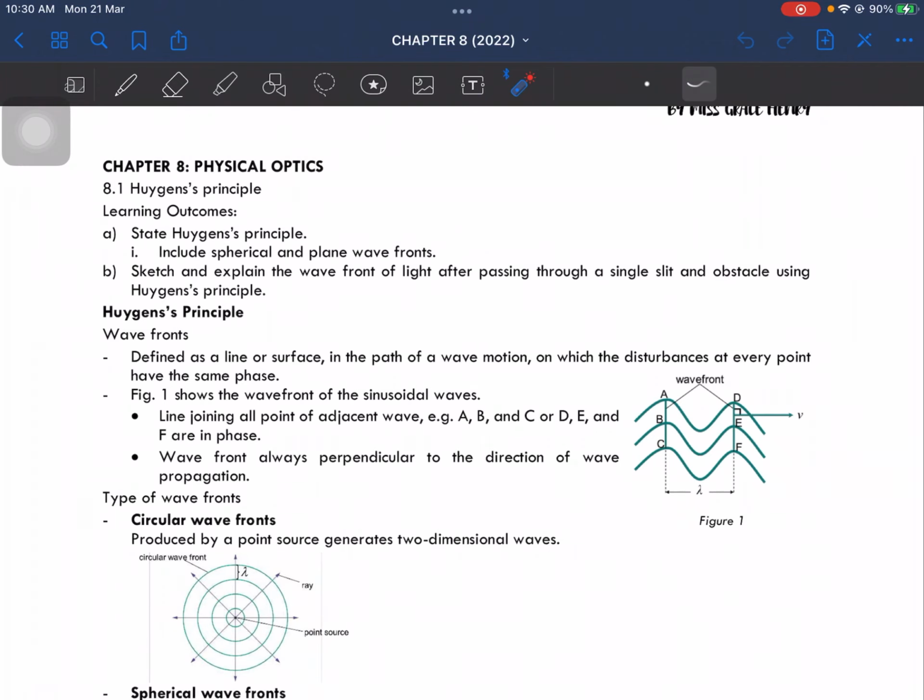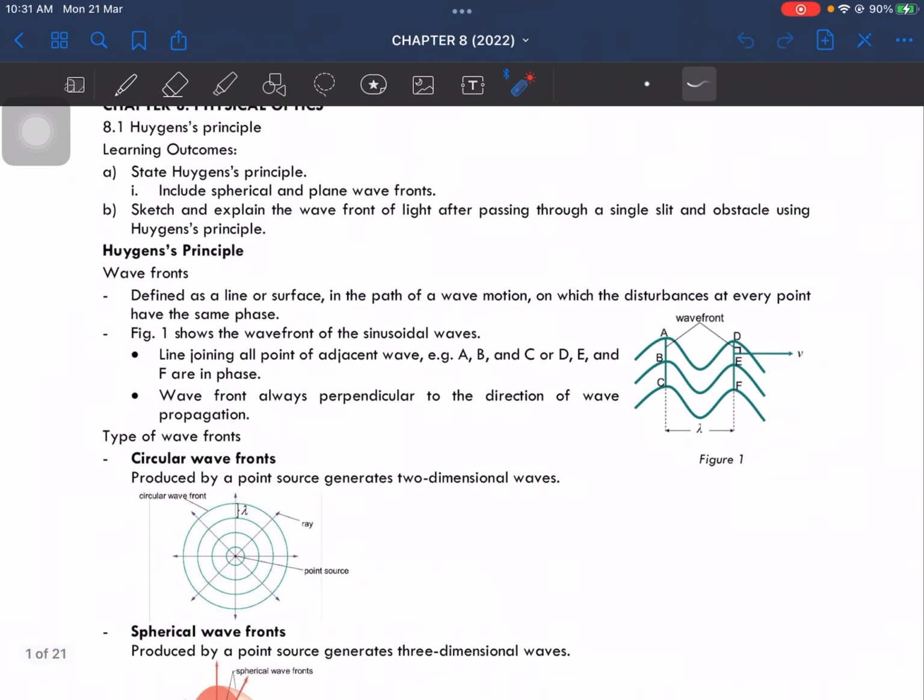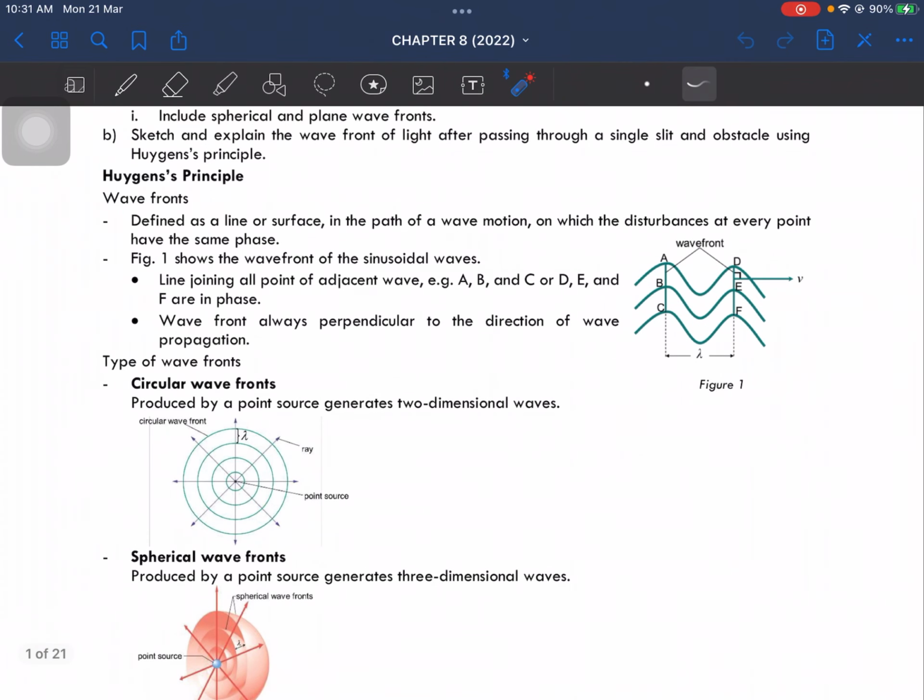Now, a wavefront is defined as a line or surface in the path of a wave motion in which the disturbances at every point have the same phase. The same phase meaning if this is going up, this point must also go up for them to have the same phase. This is what we call a wavefront of sinusoidal waves. The line joining all these points A, B, C, D, E, and F shows that they are in phase.